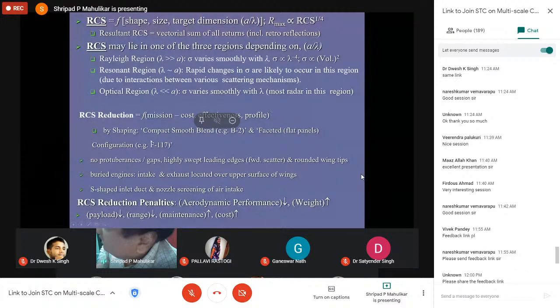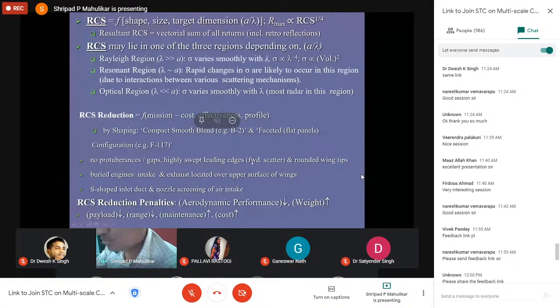If no other query, then I will just quickly go through RCS reduction. RCS reduction depends on the mission and how much cost is justified, because RCS reduction affects the cost of the mission, its effectiveness and mission profile. There are two techniques, shaping and RCS material. Shaping uses a compact smooth blend, as in the B2, and a faceted, that is flat panels, configuration, as used in the F117. The basic guidelines are no protuberances or gaps, and highly swept wing leading edges.